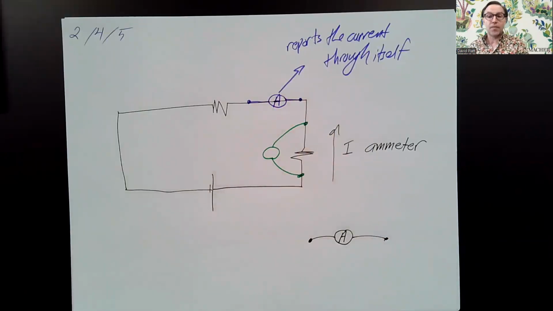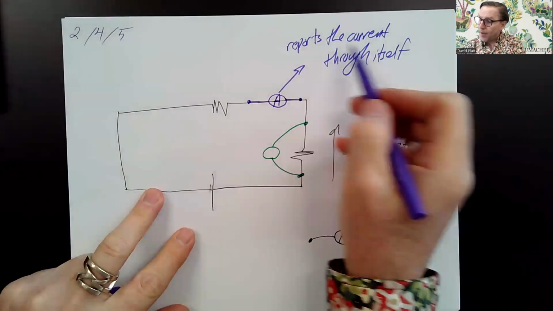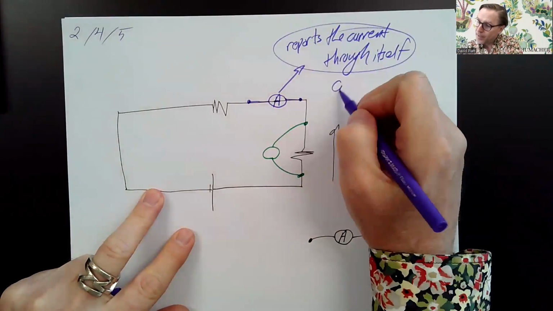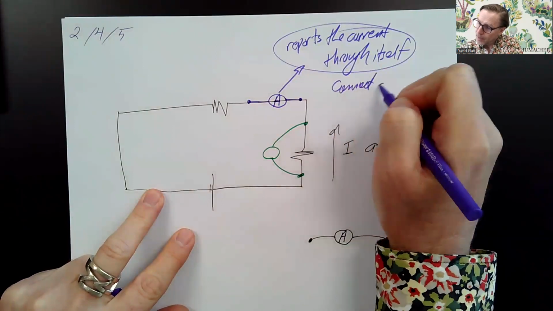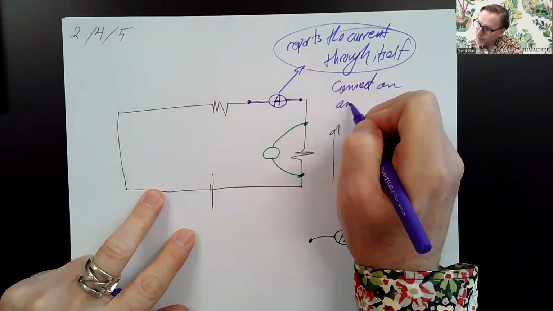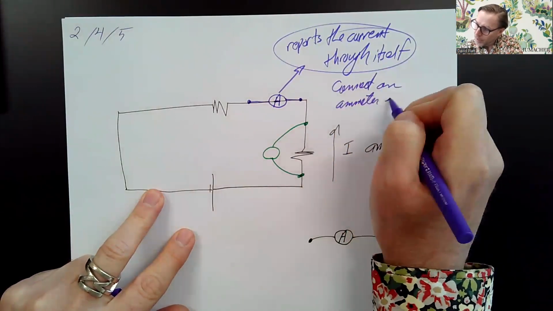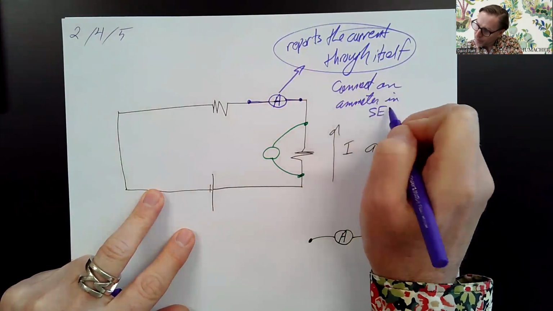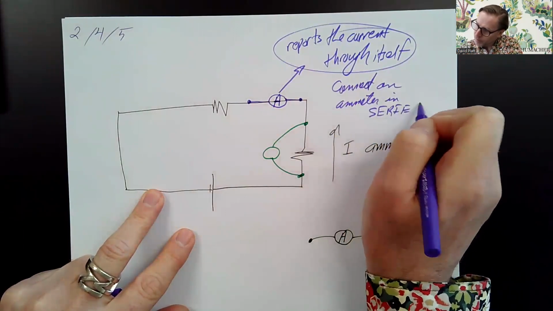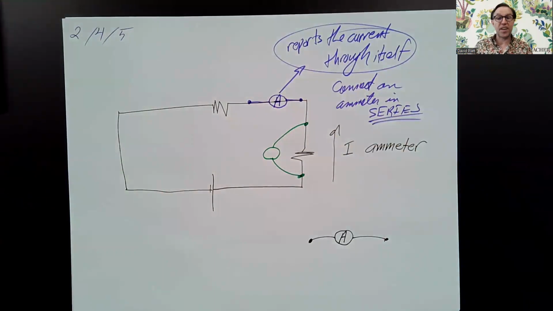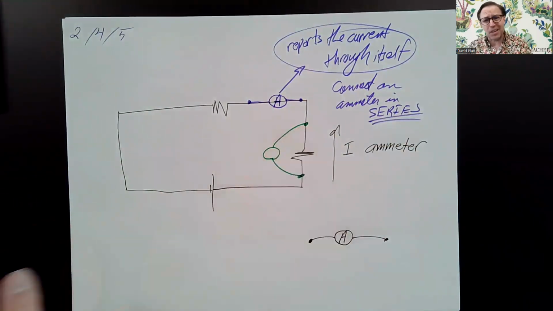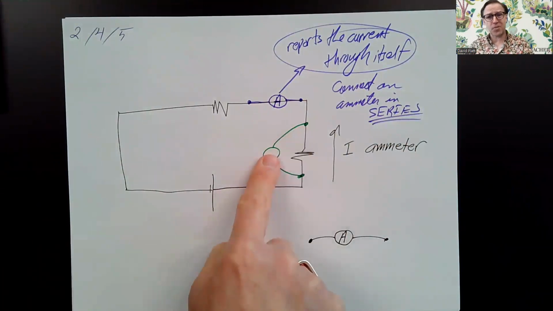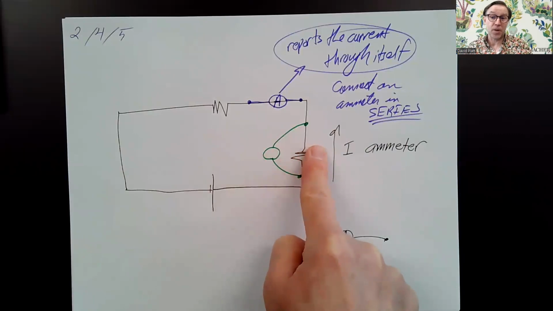So the result is that we want to connect an ammeter in series. Very important thing to know. Because if I connected it in parallel, well, it would say how much current's going through itself, but that wouldn't necessarily be the amount of current going through here.